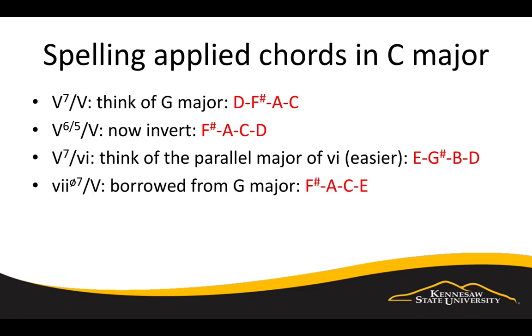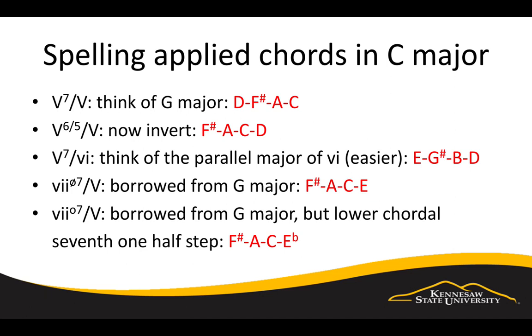Okay? In the case of 7 half diminished 7 of 5, this is going to be borrowed from G major. Note that the raised note is the root of the chord, F sharp. Let's take a quick look at 7 fully diminished 7 of 5. Again, this is borrowed from G major, but 7 diminished 7 is what's called a mixture chord.